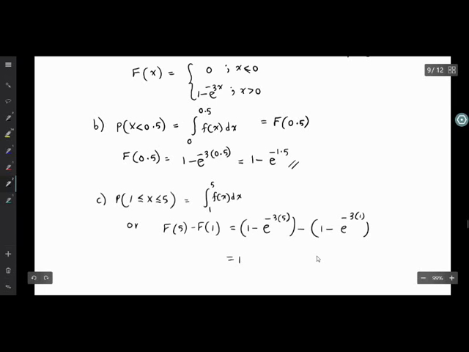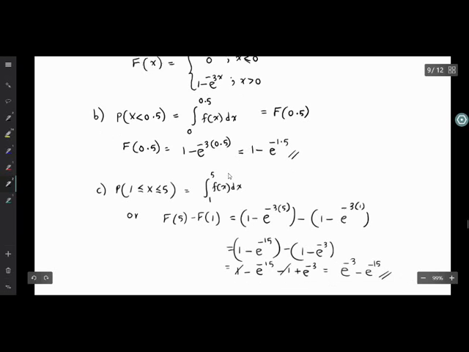Right, so what do you get? 1 minus e to the negative 15 minus 1 minus e to the negative 3. Negative 1 plus e to the negative 3 after removing the parentheses. So plus 1 and negative 1 will cancel out. You get e to the negative 3 minus e to the negative 15. Okay. So if you want to double check, integrate this fx from 1 to 5 and see whether you end up with the same answer. You should.